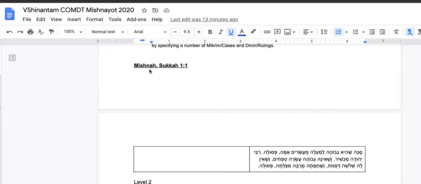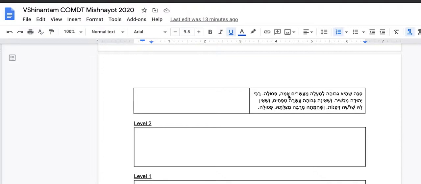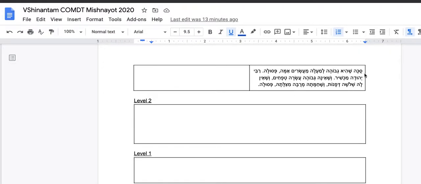So we will take a Mishnah that we already know, Mishnah Sukkah 1:1. We've seen this Mishnah before, right? It states the following: סוכה שהיא גבוהה למעלה מ-20 אמה פסולה, רבי יהודה מכשיר, ושאינה גבוהה 10 טפחים, ושאין לה 3 דפנות, ושחמתה מרובה מצילה, פסולה.